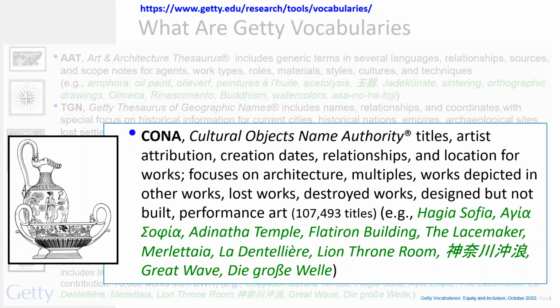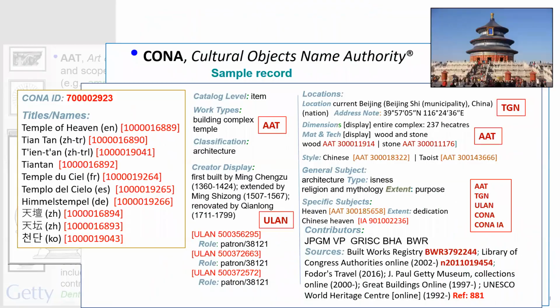And here you might find terms such as Hagia Sophia, the Flatiron Building in New York, the Great Wave print by Hokusai. And here's an example of a full record. This is for the Temple of Heaven in Peking, Beijing. And we have a number of terms, and the record, they have their IDs. In the center, you see how we have links to AAT and ULAN for the creators and the work types. And on the right, the locations linked to TGN and subject linked to the various vocabularies.